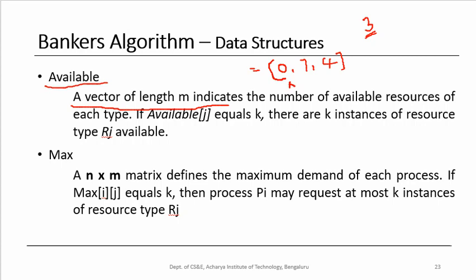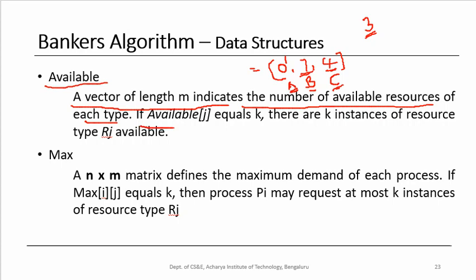So what is the meaning? Let us say this is a resource of type A, this is resource of type B, and this represents resource of type C. So it means that in the system 0 instances of resource type A are there, 7 instances of resource type B are there, and 4 instances of resource type C are there in the system available, that is, unallocated. That's the meaning. So it is a vector of length m, indicates the number of available resources of each type.